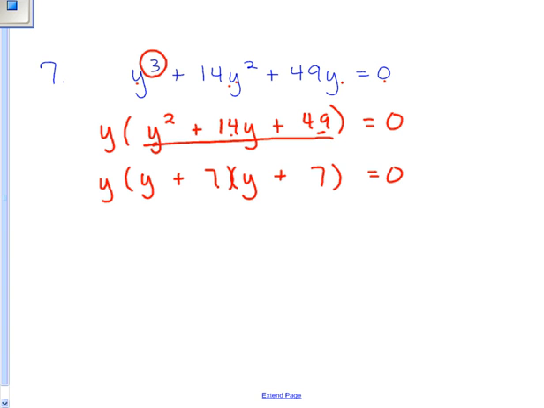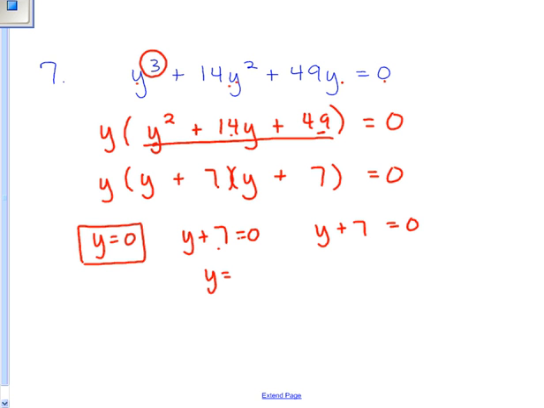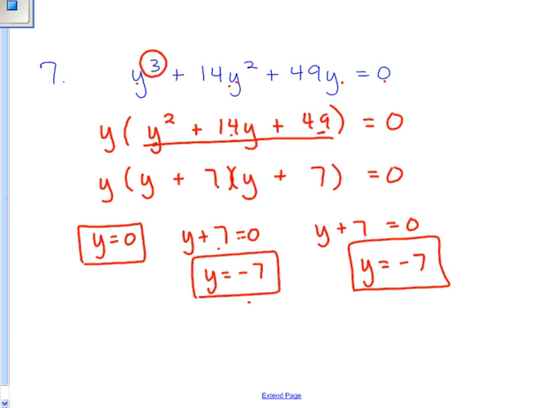Set each factor equal to 0, including my greatest common factor because it's a variable. So y equals 0, y plus 7 equals 0, y plus 7 equals 0. When we have them exactly the same, we know when we subtract, we're going to get y equals negative 7 for both of these. There are 3 solutions that we get, but as far as writing out your answer, you only need to include just one negative 7. So 0 would be included, and then negative 7 as my solution.